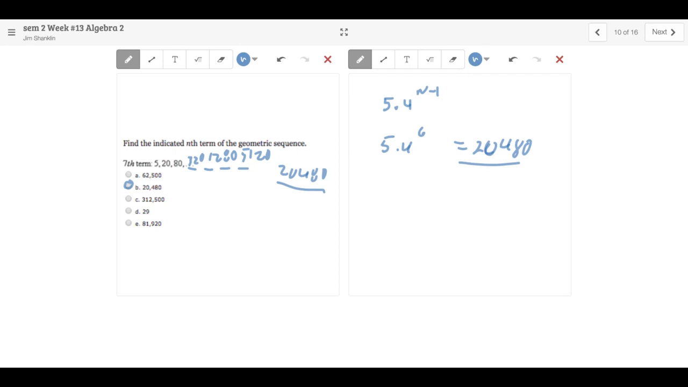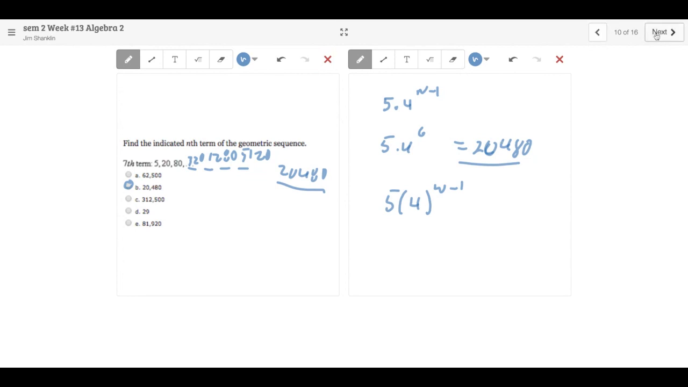So it makes no difference. I really don't care how you do it. I would get in the habit of doing the equations. Oh, that's a multiplication symbol. Yeah, I shouldn't have even, that's multiplication there. And usually you don't even put that in there. You would just write it as like 5 and then 4 to the n minus 1. That's usually how it's written, but you can do it any way you want.